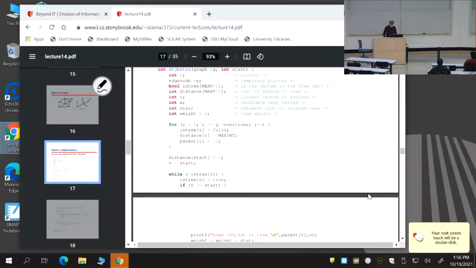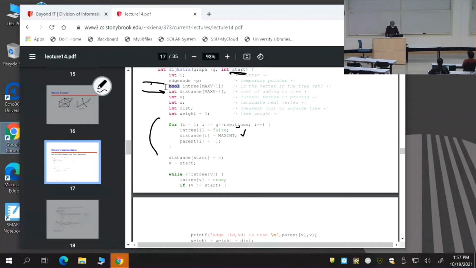What is Dijkstra's going to do? We're going to keep track of, for every vertex, is it in the tree or not? What is the cheapest cost way for every vertex to get into the tree? That's what the distance vector was saying. And we have some variables here. What's the situation at the beginning? Nobody is in the tree. The distance to every vertex from our start vertex is going to be infinite, and the parent of every vertex is unknown at this point. In general, once we have the start vertex, the distance to the start is zero.